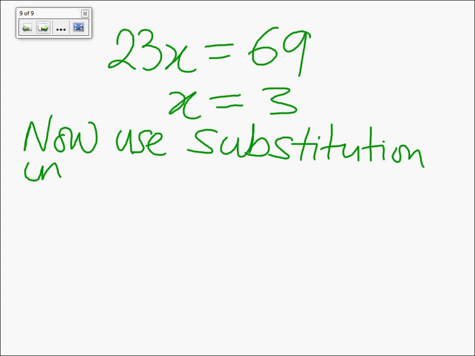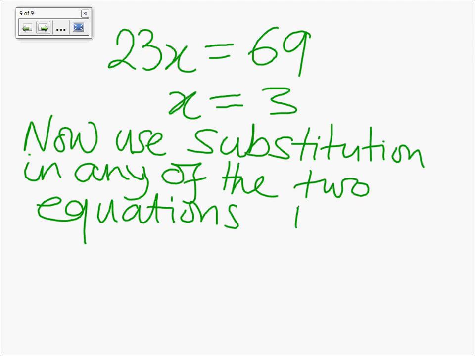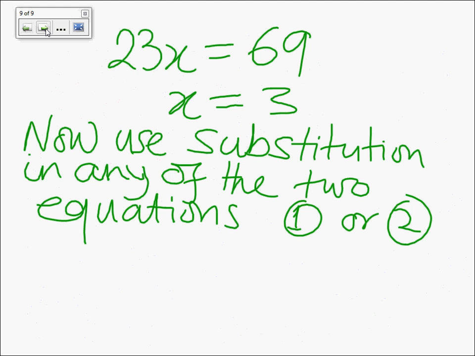In any of the equations, in any of the two equations. Can you follow that? Which equations? Equation 1 or equation 2, which is here. You can now substitute in any of these, either that one or that one. Substitute what? The value of x. Because now here we have the value of x is 3.